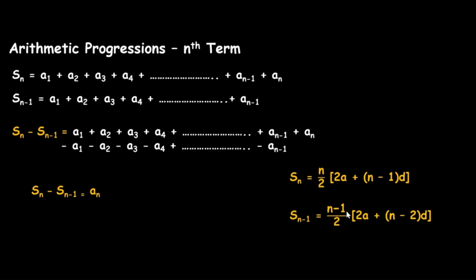Now if we expand both the sums and then subtract, we get the same result. S(n) minus S(n-1) is equal to a(n). Please give it a try using this method also.